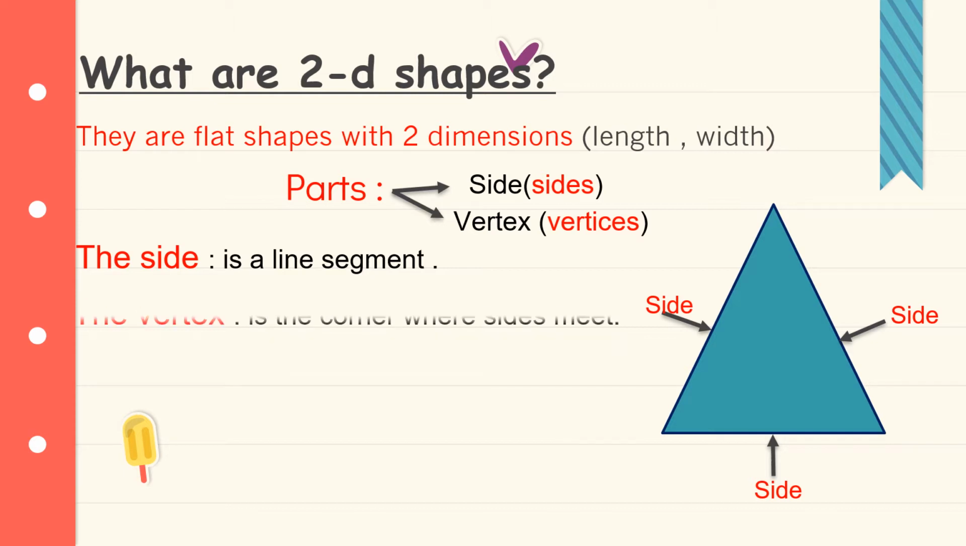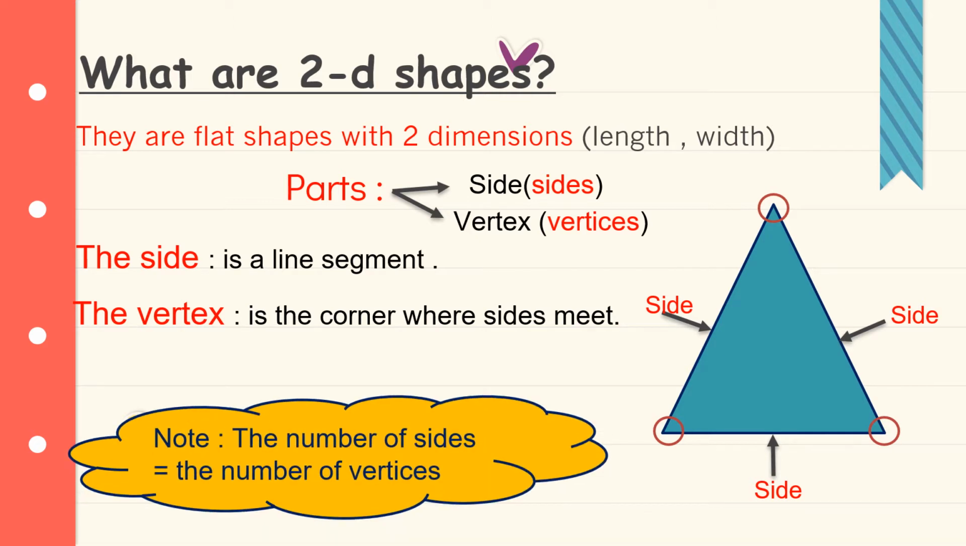What is the vertex? The vertex is the corner where sides meet. When one side meets another side, the point between them, we call it a vertex. In this 2D shape, we have 3 vertices. Note, let's remember together that the number of sides equals the number of vertices.